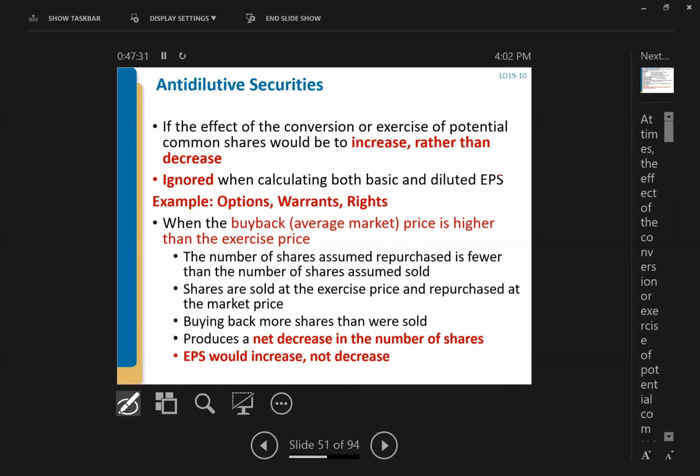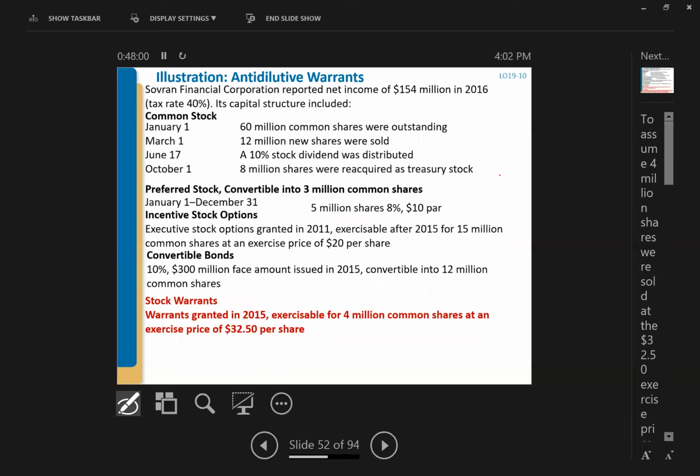Nobody would be in their right mind to exercise if you could buy the stock for $26, that was the market price, and your option was 28. That would be foolish. You wouldn't convert your shares. You would just wait it out, or you would have bought them at 26 if you really wanted that ownership. So they basically run through different scenarios where those would be anti-dilutive. Here's an example. Warrants granted in 2015, exercisable for 4 million shares of common stock, with an exercise price of $32. We're comparing that to the 26.